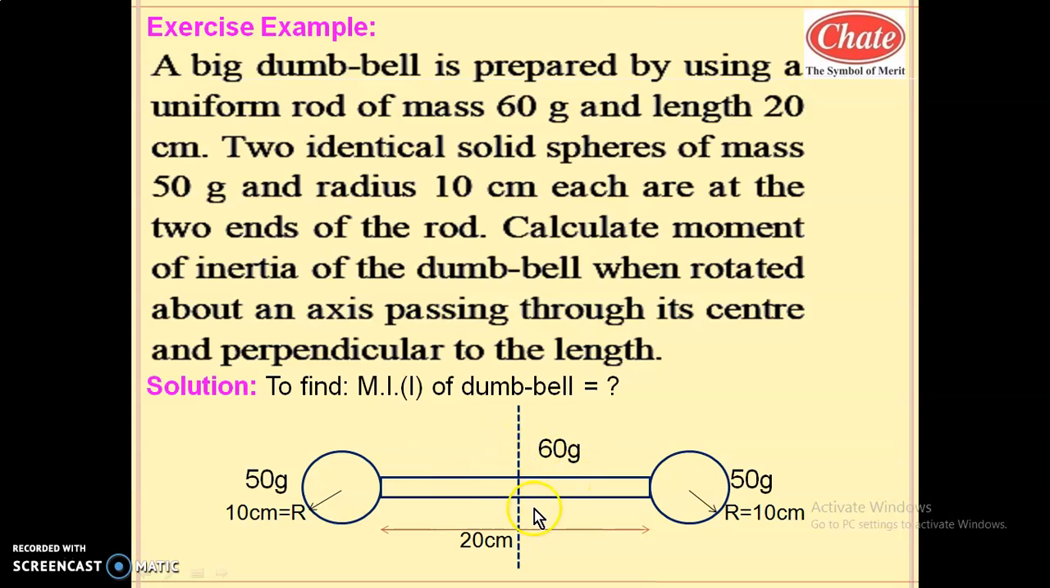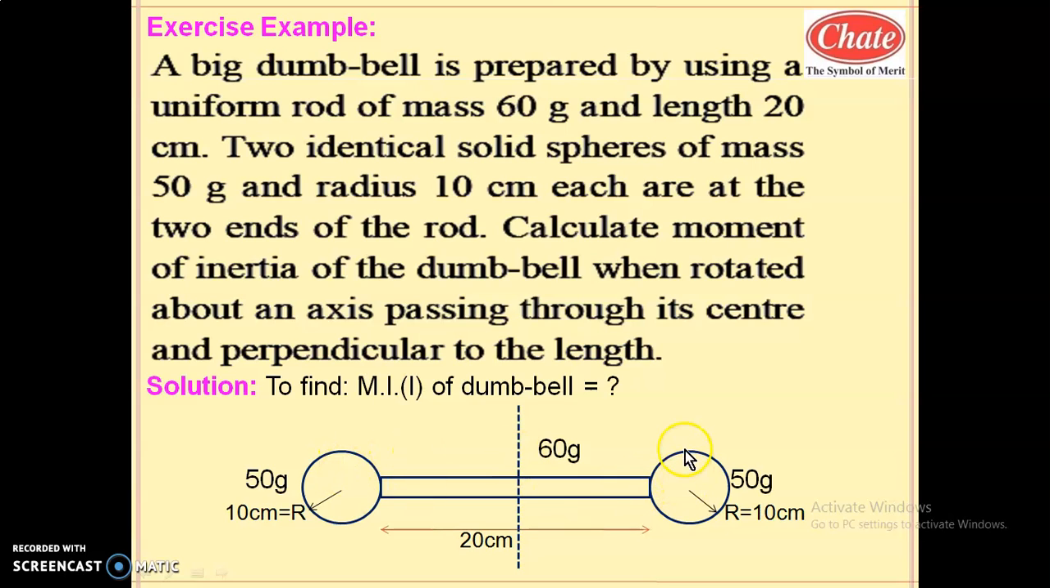So how do we get it? We dissolve it into the different entities. One is the rod and the other two are the spheres. So the total moment of inertia of a dumbbell will be the central moment of inertia of the rod, that is, the moment of inertia of the rod about an axis passing through the center and perpendicular to its length, plus the sum of the moments of inertia of this sphere and this sphere.